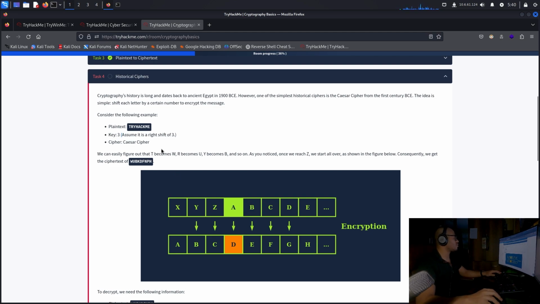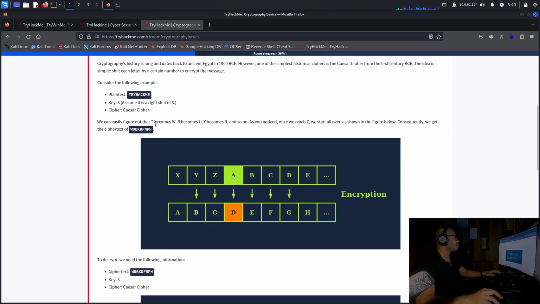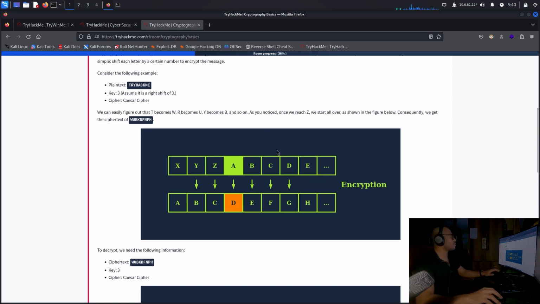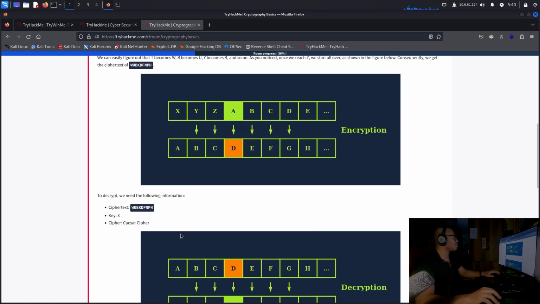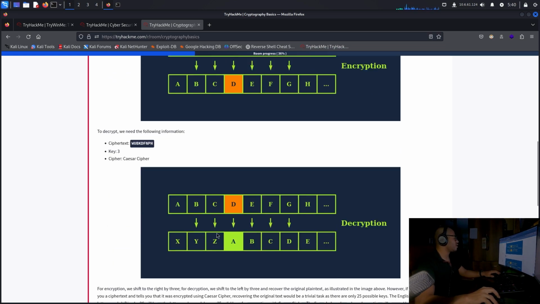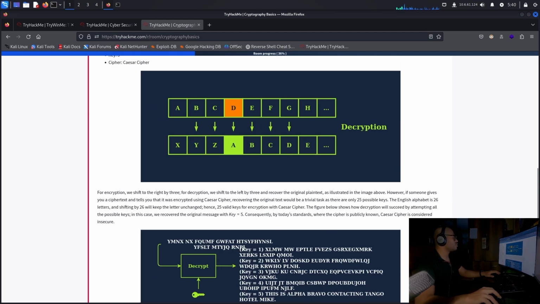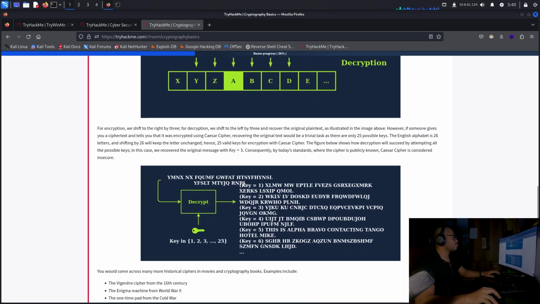Assuming it has a right shift of 3, we're going to figure out that T becomes W, R becomes U, and so on. You notice once we reach Z, we start all over as shown in the figure below. We can see we get the ciphertext. To decrypt we need the following information: ciphertext, key 3. For encryption, we shift to the right by 3. For decryption, we shift to the left by 3 and recover the original plaintext as illustrated in the image below.